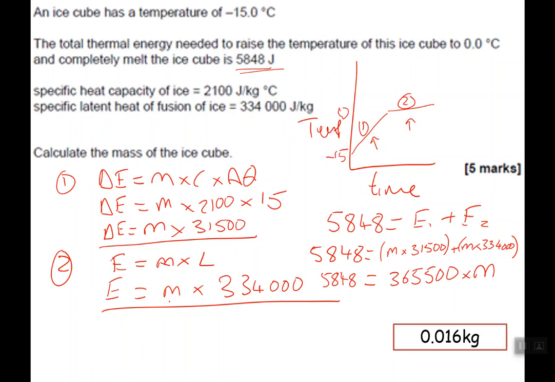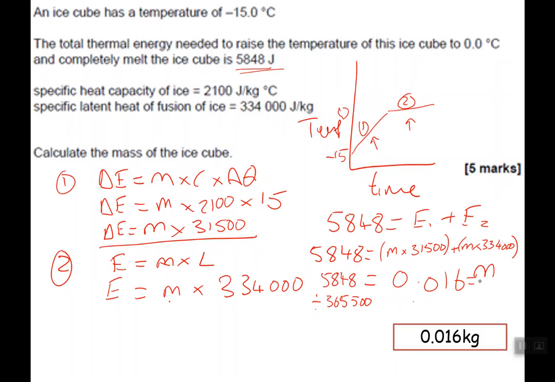We just need to do some simplification. So we need to divide both sides by 365,500. Now that will simplify this right hand side to M, the mass, and then do 5848 divided by your answer, and you get 0.016 kilograms, which is mass.